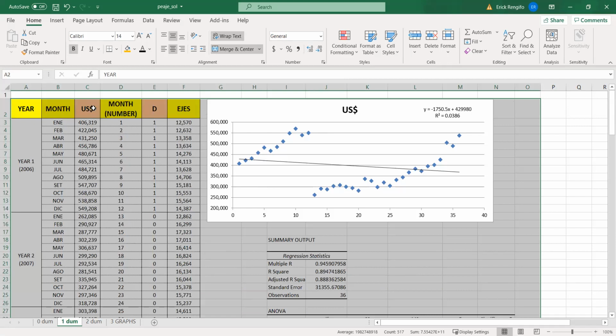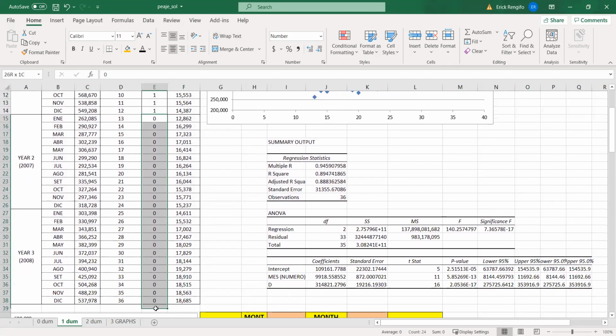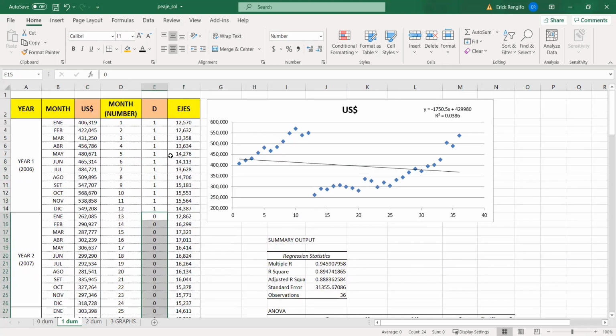Take a look. So this is the data as usual. And I created a dummy, this D. And how did I define the dummy? I said, okay, every observation that I have before the first year is going to be named 1. And everything after that is going to be called 0. So this is my dummy. Does that make sense to you?